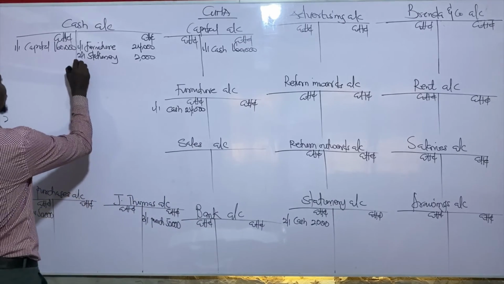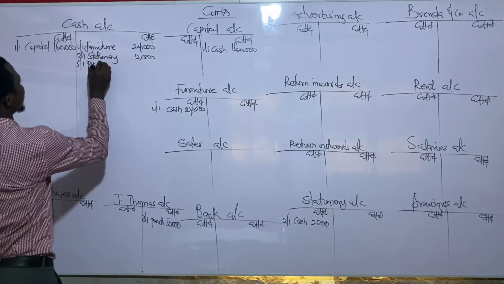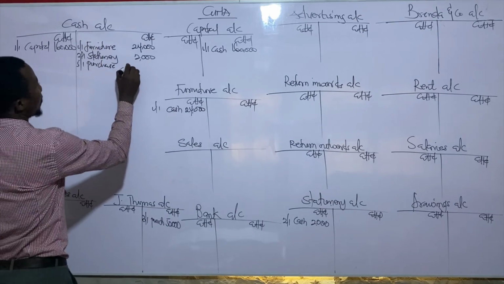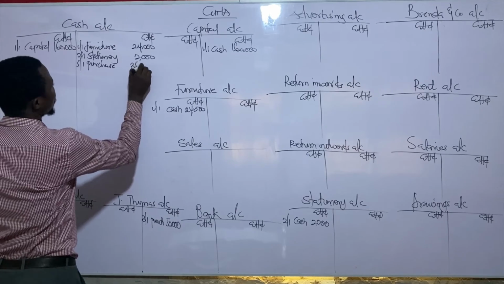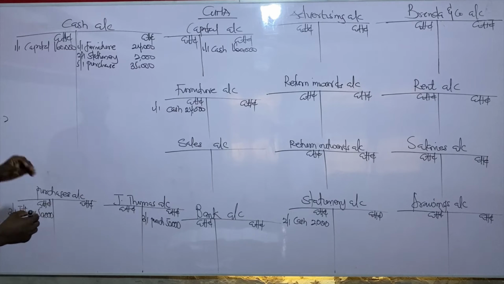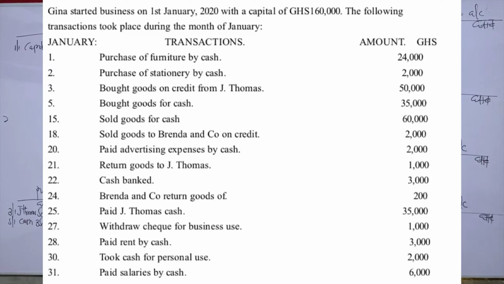That was on the 5th of January. We made purchases, and we are crediting because cash is going out. The amount was 35,000. So we come to the debit side of the purchases account in the name of cash. That was 5th of January, cash, 35,000. Very good.